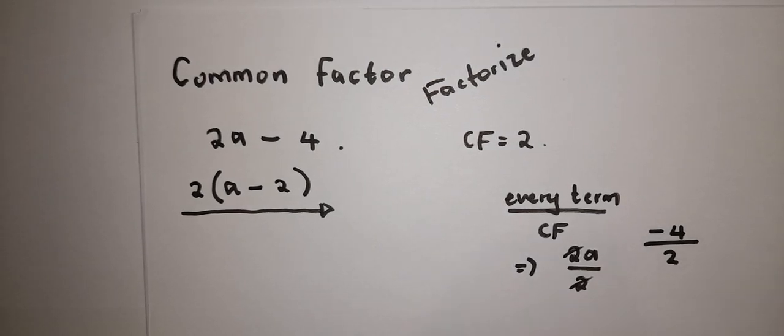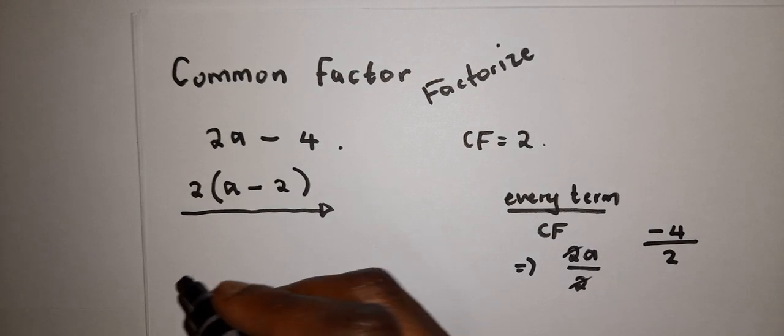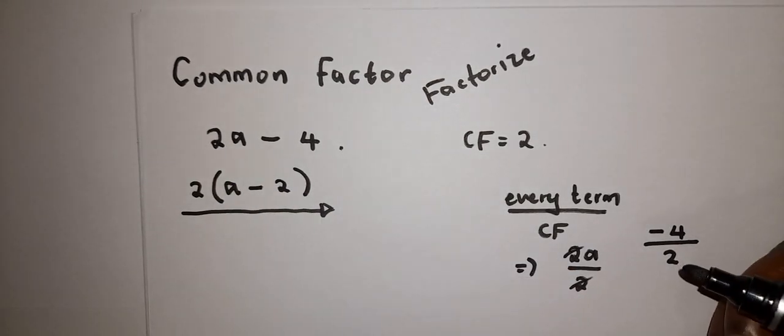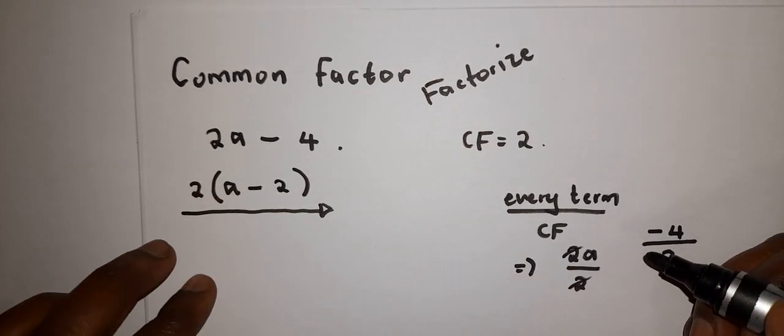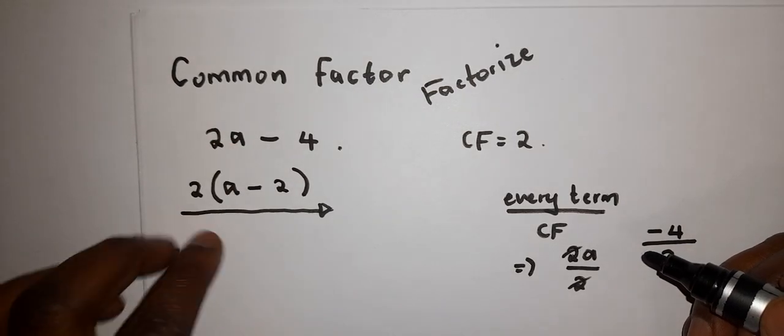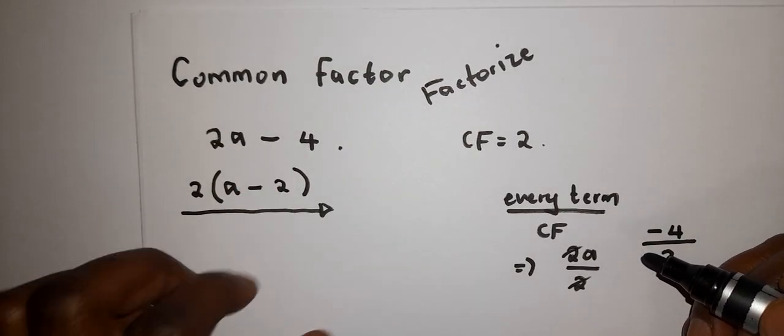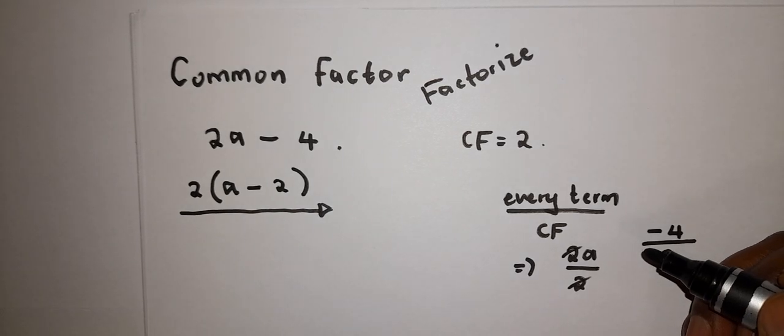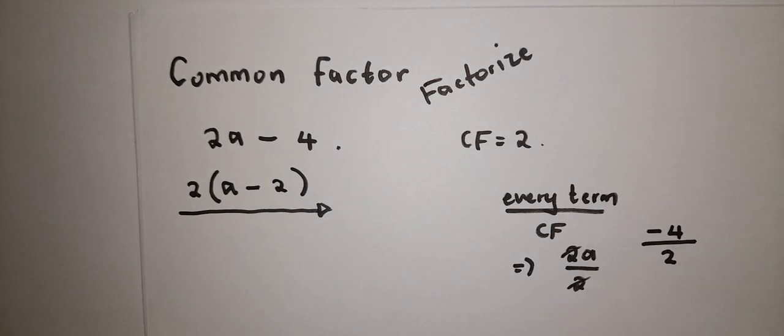And for you to check if this is correct, just multiply it back. If you multiply it back, you should get what you started with. So if we take positive times a positive, we'll get a positive. 2 times an a, we get 2a. Positive times a negative, we'll get the negative. And then 2 times 2, we definitely get the 4. So that's an example of taking out a common factor.